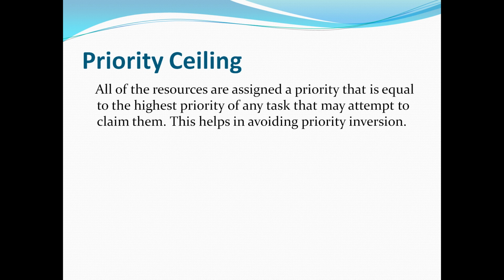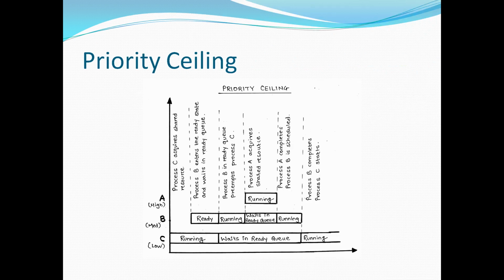Now see the figure. This figure illustrates priority ceiling. Again there are three tasks. First is A with high priority, second is B with medium priority, and third one is C with low priority.